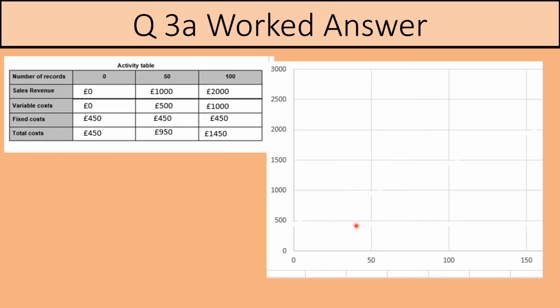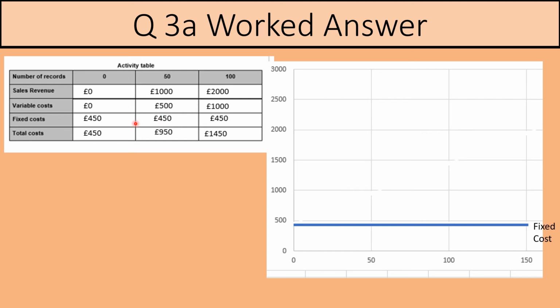So here we have the blank graph. The first line I always put on is my fixed cost line. You don't have to do it in my order. You won't lose marks. I just find it easier. 450, 450, 450. So I go 0, 450. I go 100, 450. I join them up. I draw a straight line. To get the mark, I label it up fixed cost.